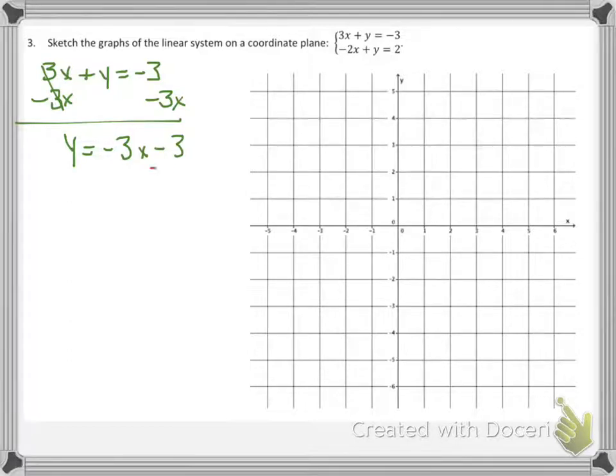I know that my y-intercept is at -3, so I put that point there. And then the slope is -3 over 1. That's down 3, right 1. Down 3, right 1 is here. Okay, so then I can connect those 2 points. And let's see if we can get that. That looks like that's it right there.